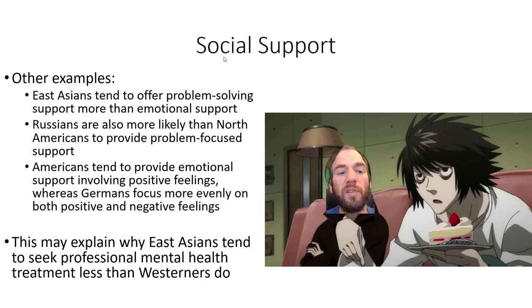Russians also are more likely than North Americans to provide problem-focused support. Americans tend to provide emotional support involving positive feelings, whereas Germans focus more evenly on both positive and negative feelings. This may explain why East Asians tend to seek professional mental health treatment less than Westerners do. So the types of coping and social support sought are different across cultures.